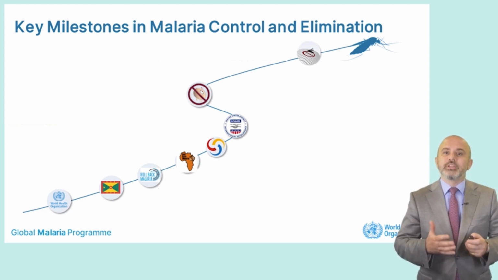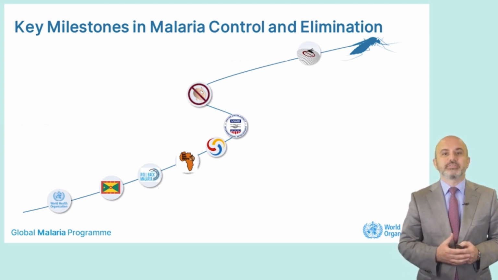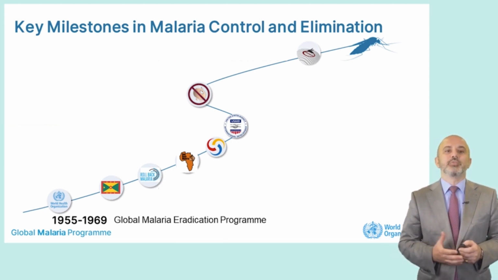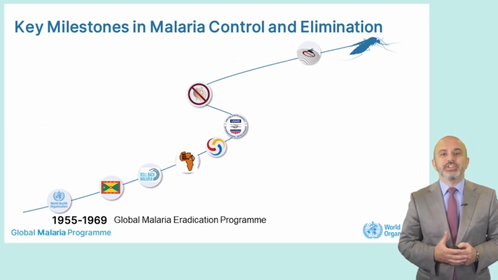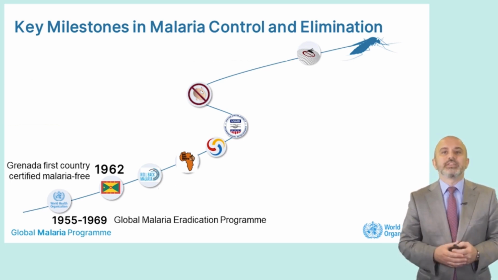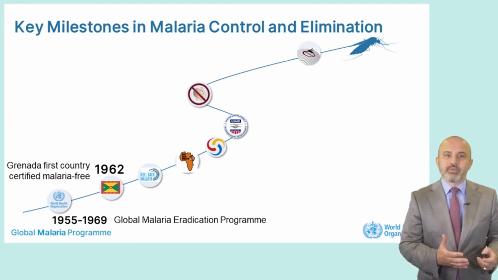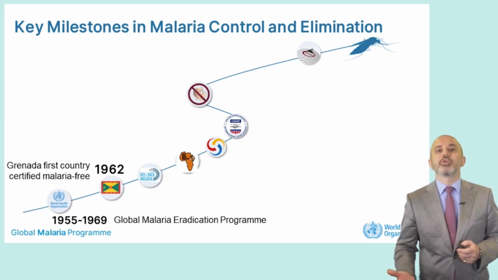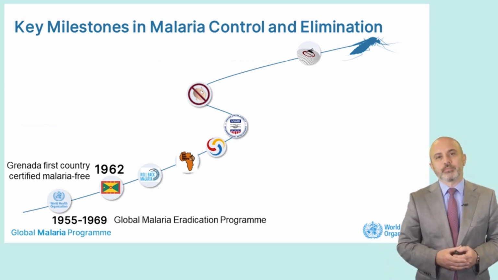In this slide, we will review several key milestones in the fight against malaria. In 1955, with the endorsement of the World Health Assembly, WHO launched the Global Malaria Eradication Program as its second eradication initiative after smallpox. During this period, Grenada became the first country in 1962 to be certified as malaria-free. After termination of the Global Malaria Eradication Program in 1969, WHO recommended that national governments evaluate their programs to determine whether they could achieve eradication in the short term or whether they should be considered as control programs.